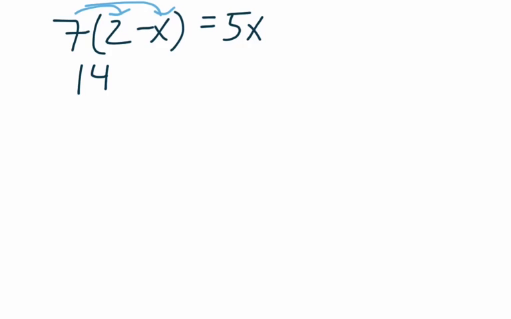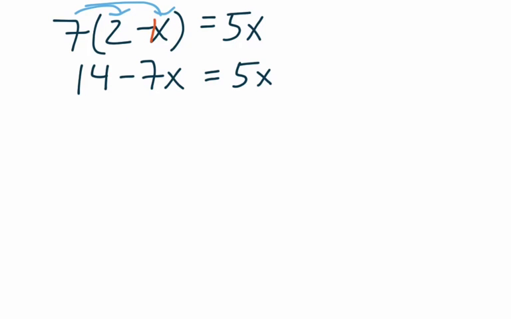7 times 2 is 14. 7 times negative 1x, okay? If that helps you, this is a 1, negative 1x. So you could place negative x, okay? So 7 times negative 1x is negative 7x. I like to keep my variables positive, okay?